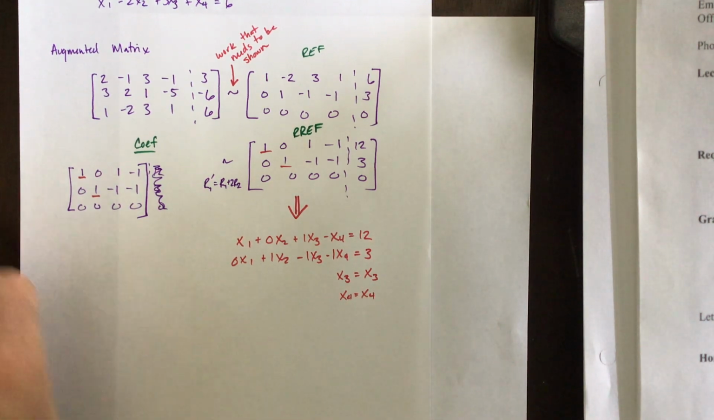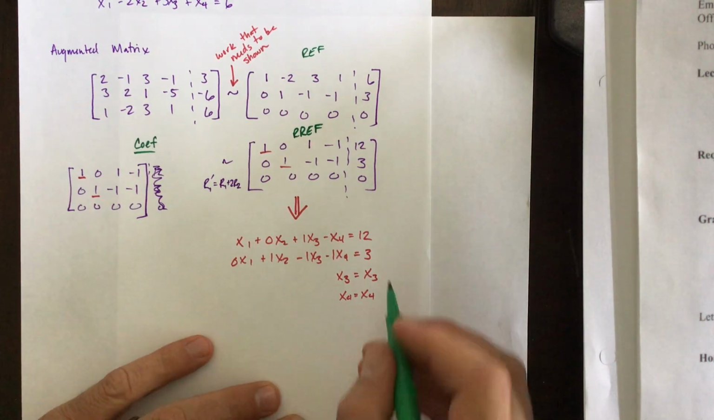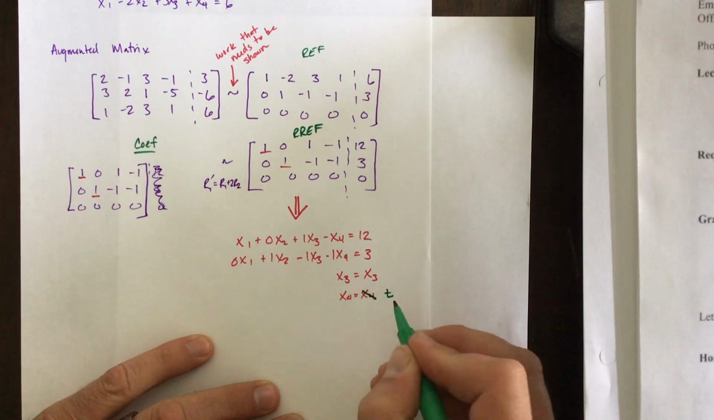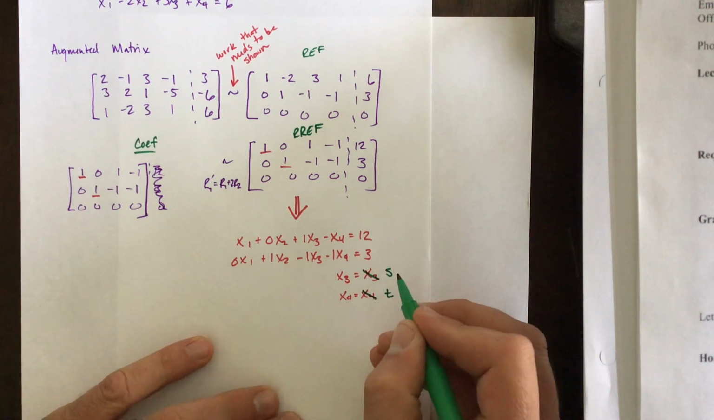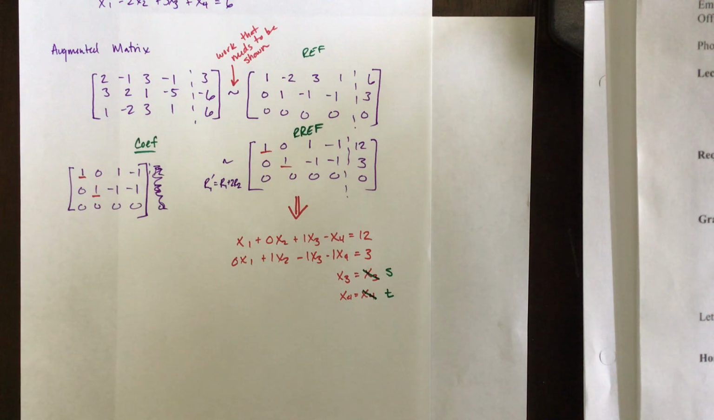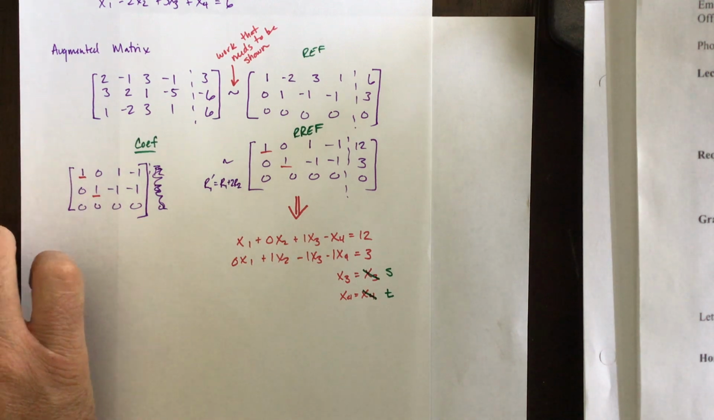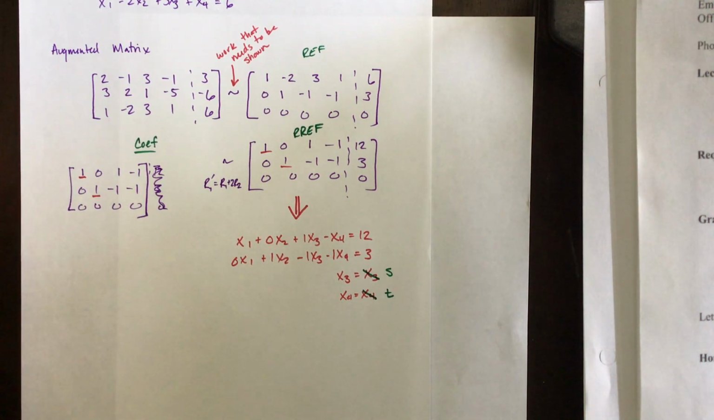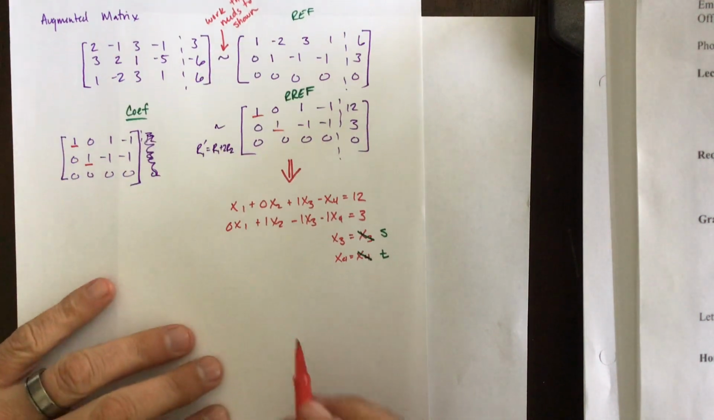The book doesn't adopt that notation. Generally it'll call these something like s and t, where s and t are real numbers. This indicates that x3 is a free variable. It can be anything it pleases. x4 is also a free variable. It can be anything it pleases. And once x3 and x4 are declared, then we know what x1 is.